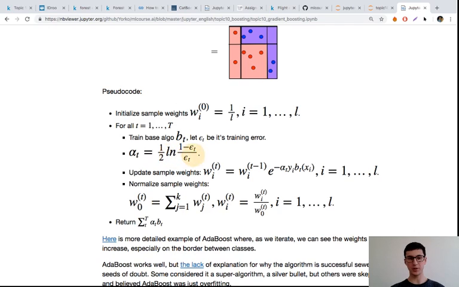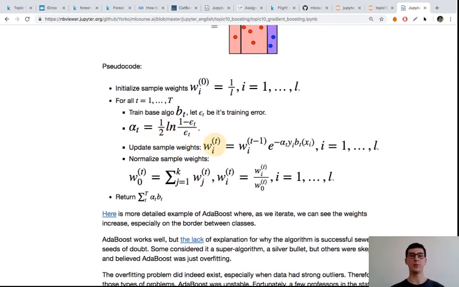There are some theoretical reasons why this function, alpha t depending on epsilon t, looks like this. So I'm not going into this right now, but the intuition is that the lower the training error epsilon t, the higher is alpha t, this weight in the final composition.